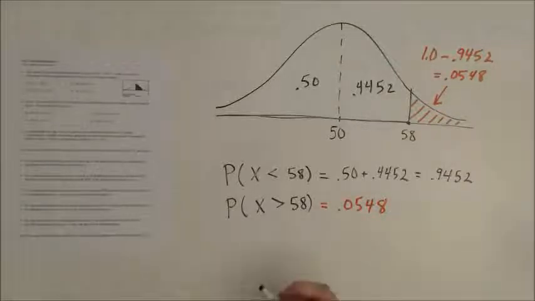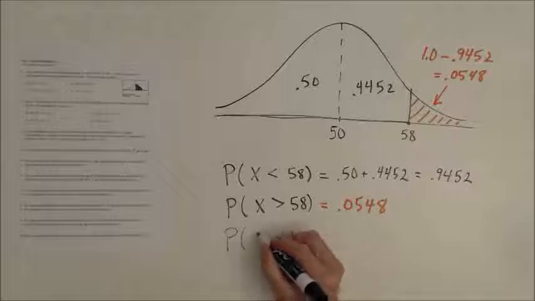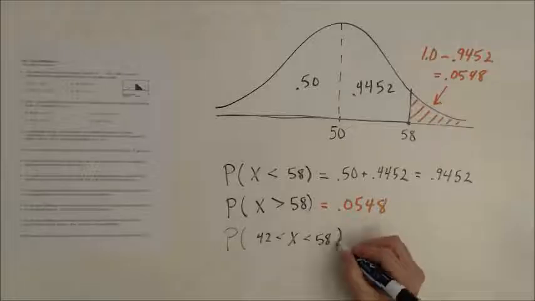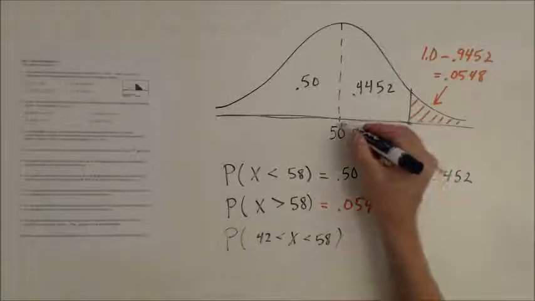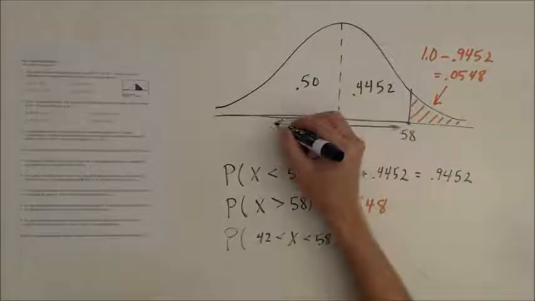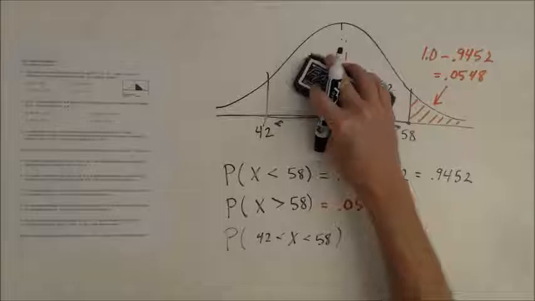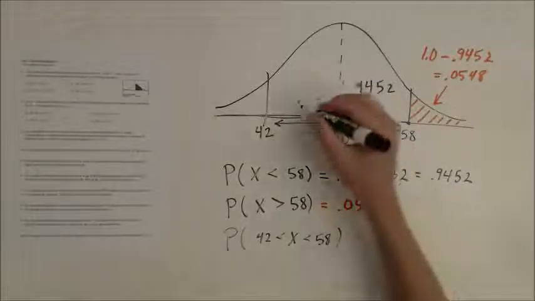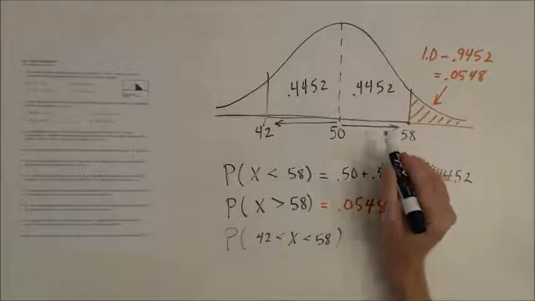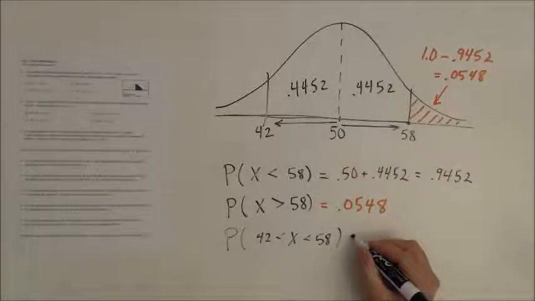Next, we're asked to determine the probability, or the proportion of the distribution, that lies between x equals 42 and x equals 58. Note that this is an interval symmetric about the center of 50. It extends 8 units to the right of center, as well as 8 units to the left of center. Thus, the area is symmetric about the center, which gives another 44.5% to the left.